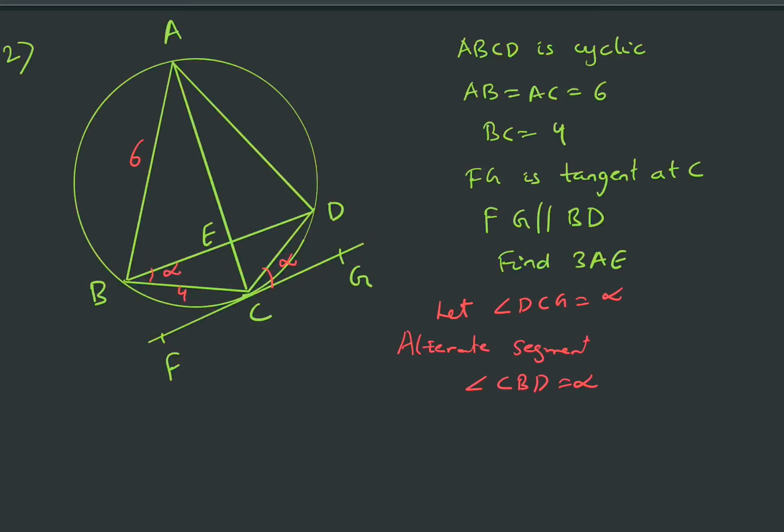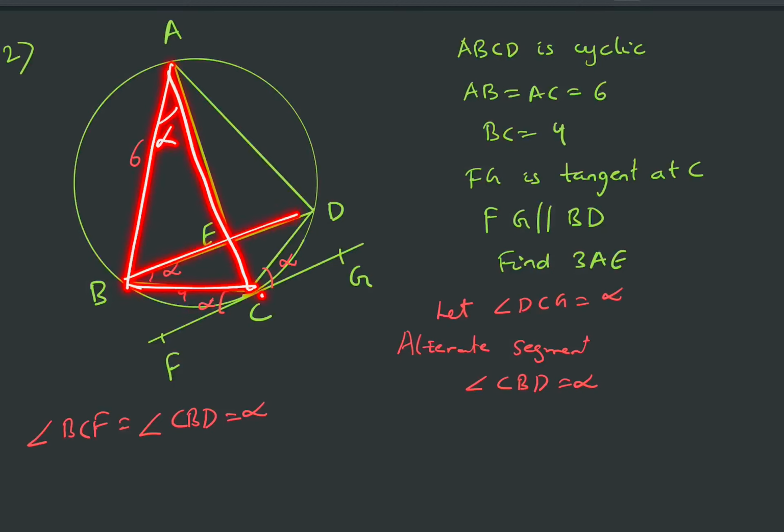So this angle is also alpha, and now since BD is parallel to FG, this angle is also alpha because these are alternate interior angles. So angle BCF is equal to angle CBD is equal to alpha. And now since this angle is alpha, that is the chord BC makes angle alpha with the tangent, this chord BC will also subtend alpha in the alternate segment. So these two angles are also alpha. So this is alpha and this is alpha.